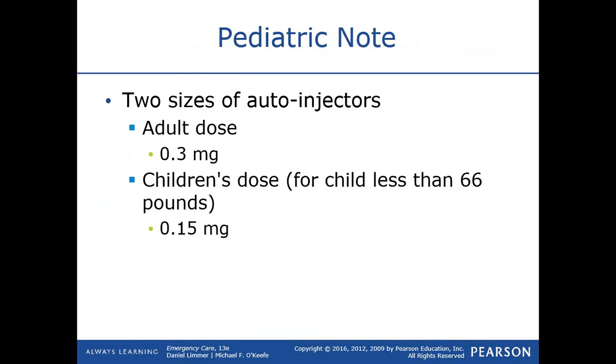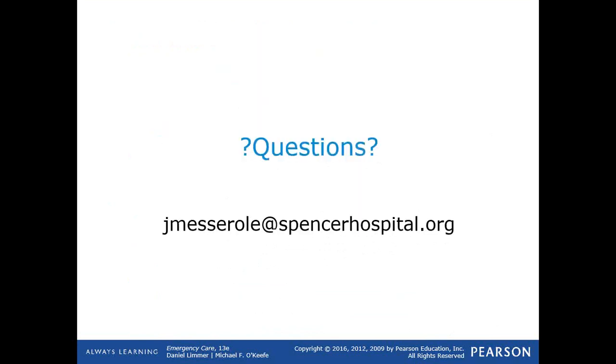Again, there are 2 sizes of auto-injectors. The adult is 0.3 milligrams. The child is 0.15 milligrams. But the reality is the epinephrine dose in children can go anywhere from 0.1 to 0.5 milligrams. So even if all you had was an adult EpiPen and you had a child in anaphylaxis, giving that 0.3 milligrams would not be harmful.